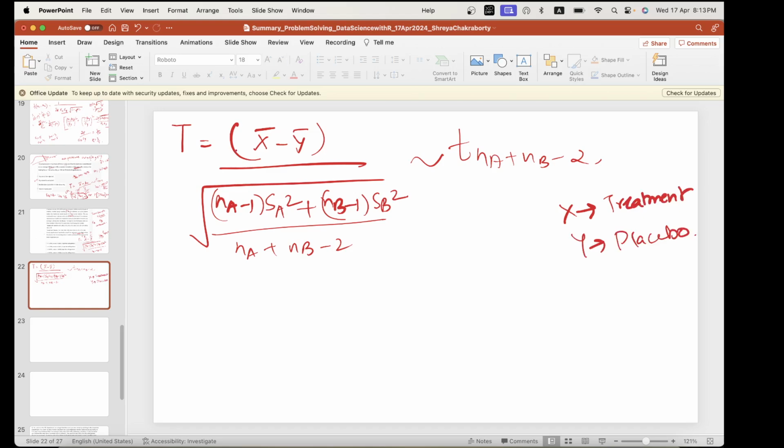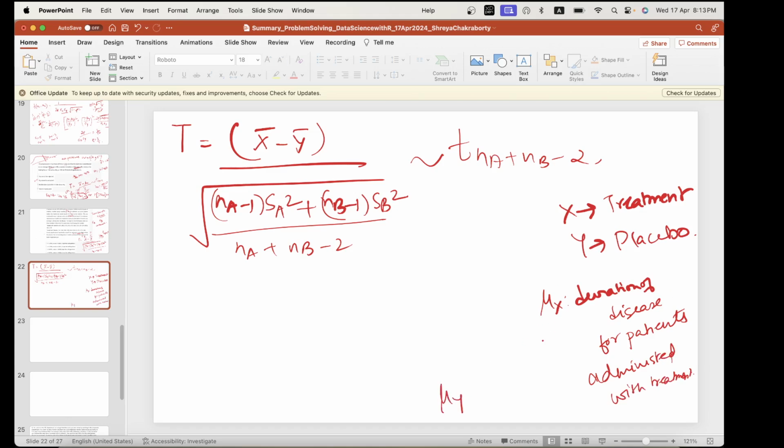Your metric is what? Mu X is actually the duration of disease for patients administered with treatment. And mu Y is the same thing but for patients administered placebo.